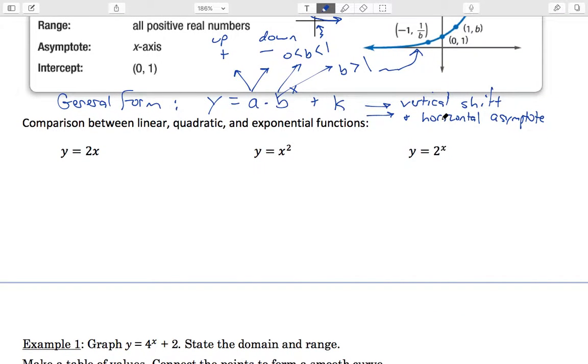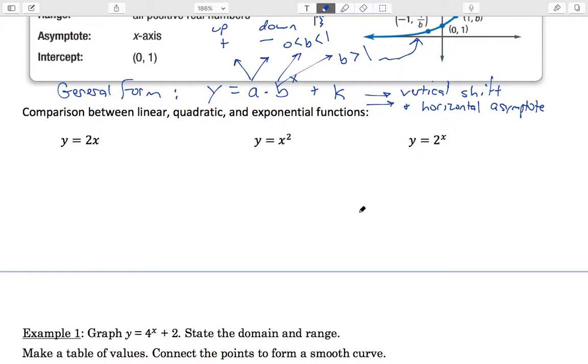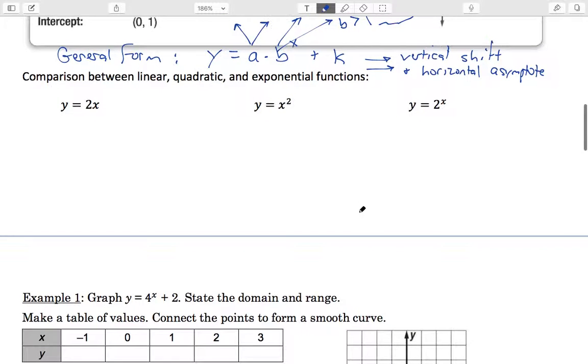Tomorrow we will do solving exponential equations, as well as some application problems, which I find very interesting, and I'm sure you will find them interesting as well when we talk about decay and appreciation and stuff.